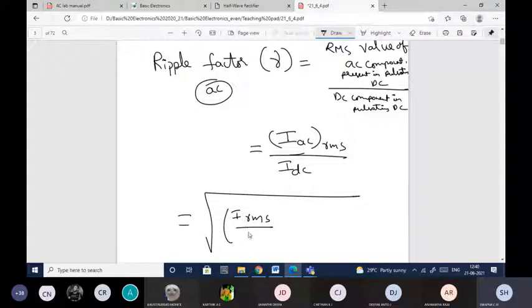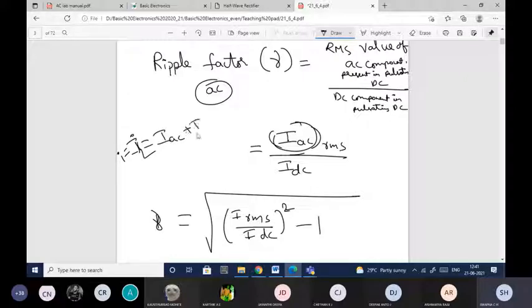The formula is the square root of (IRMS divided by IDC) whole square minus 1. This is the formula we get after so much analysis. I took some equations and found IAC. The load current IL, which I have also denoted with I, consists of both AC and DC components. So I need to find the RMS of this value divided by IDC. Only when I calculate all this do I get this equation.